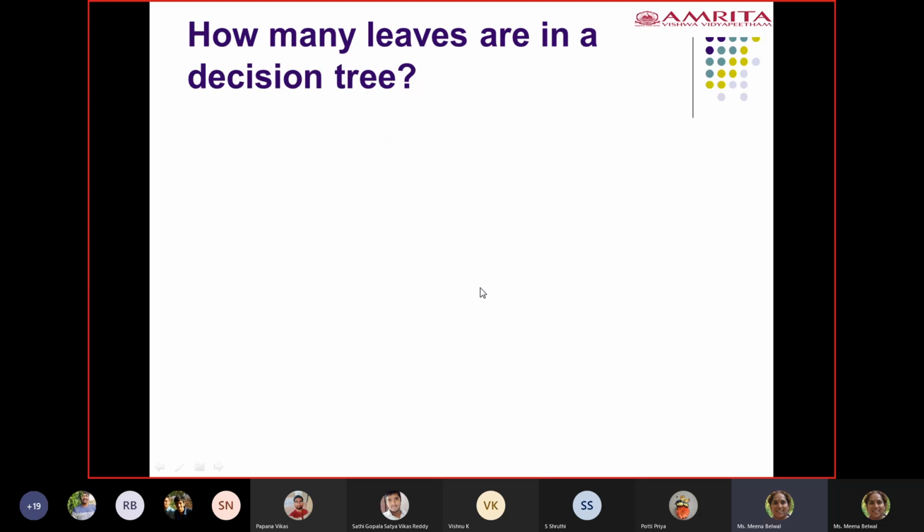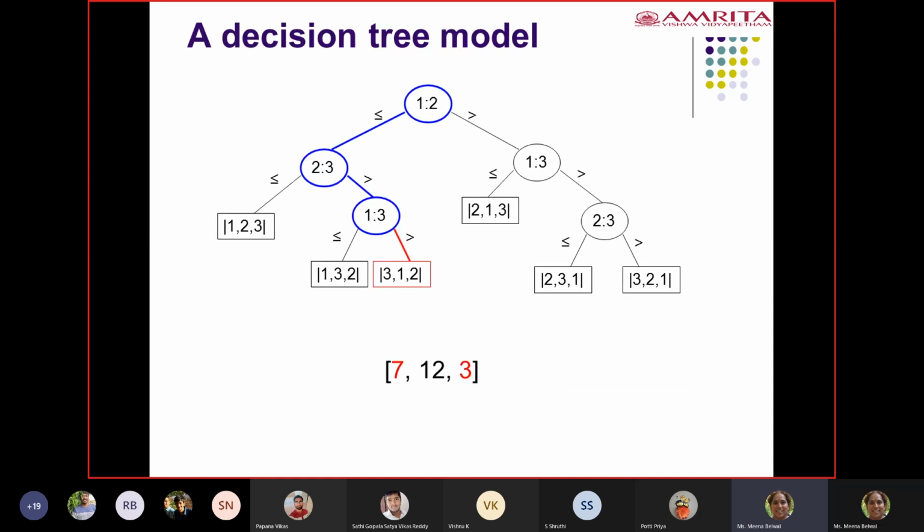So how many leaves are there in a decision tree? In a decision tree, it is not necessarily a complete binary tree. Why? Because we saw one example where, once this is the condition, it ends right here. Once we found 1 is greater than 2 and 1 is less than 3, we know this is a sorting order. So a decision tree is not a complete binary tree, right?